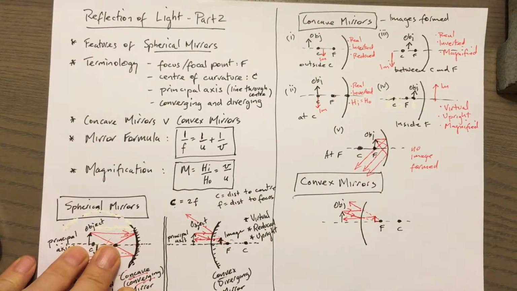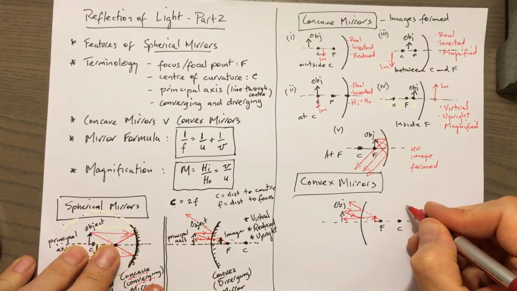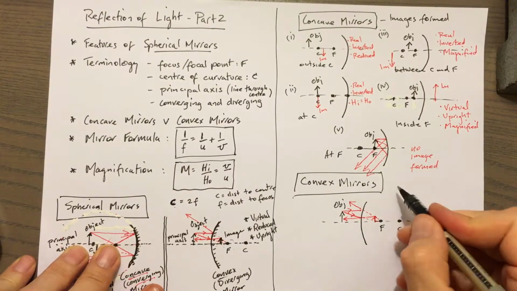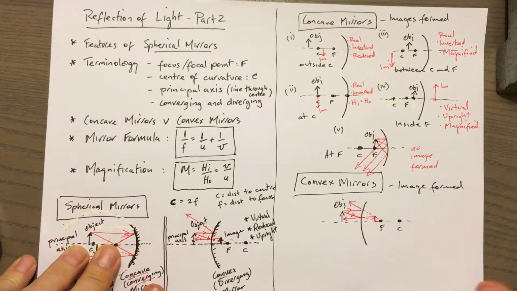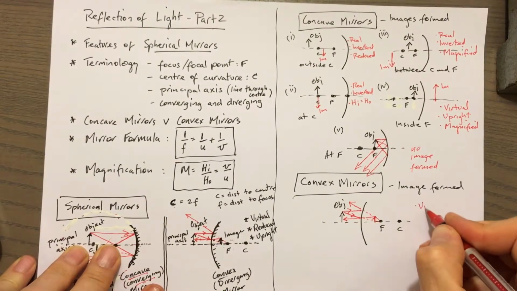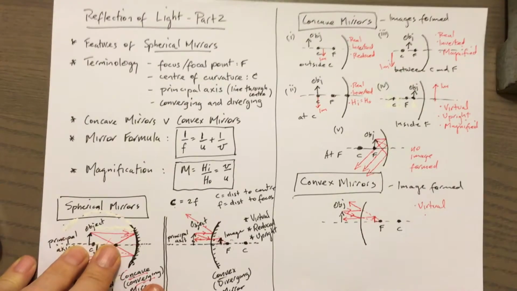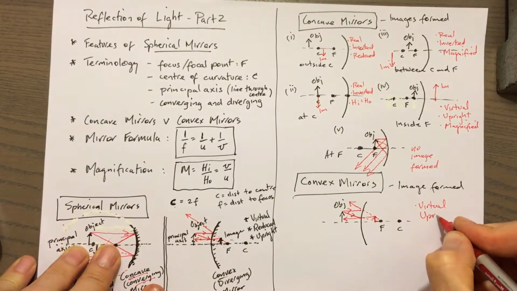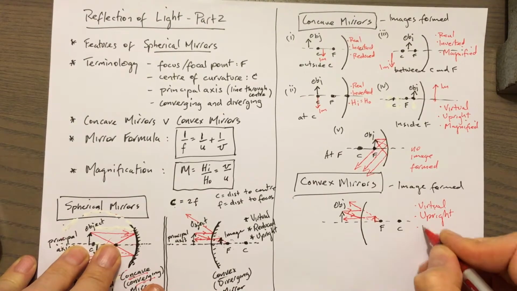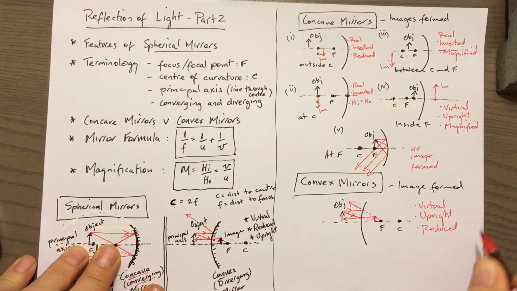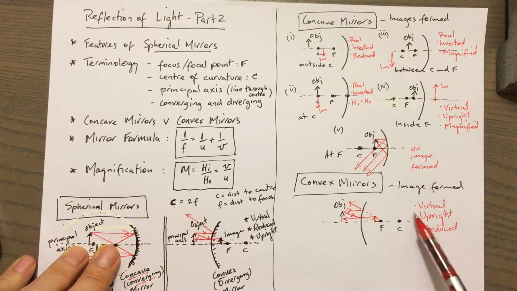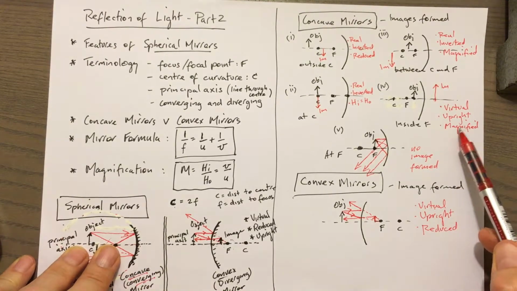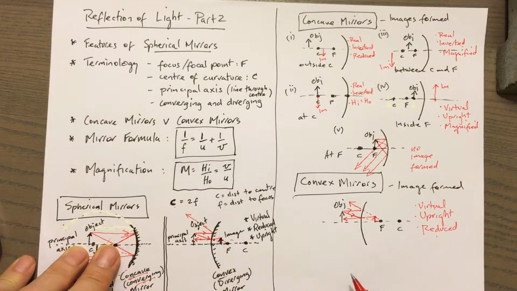And so we say here, just one case, the image formed here will be virtual, upright, and reduced. So you can compare that to the fourth case with concave mirrors. We saw that we had a virtual upright image. So it's always the case that virtual images are upright, but with the concave mirror, we had a magnified image. Here we have a reduced image.